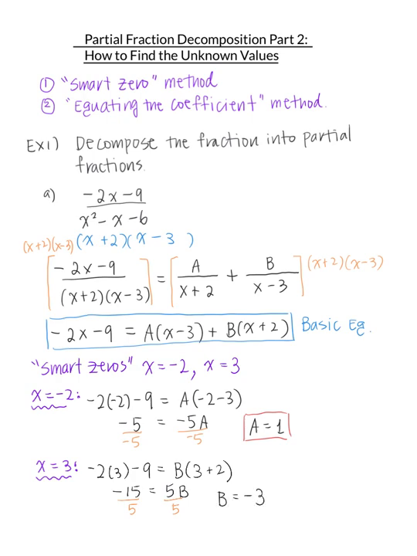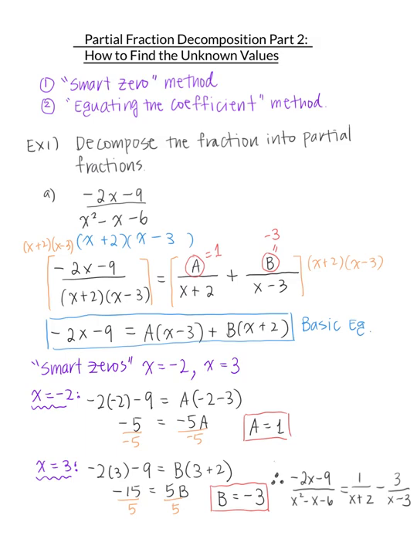So let me box that. We got our a and b now, so we're done. Let me just write down the answer here. Where in the heck can I write this? Okay, so this a is 1, and this b is negative 3. So here's our final answer.